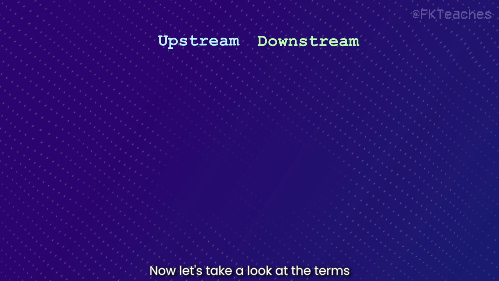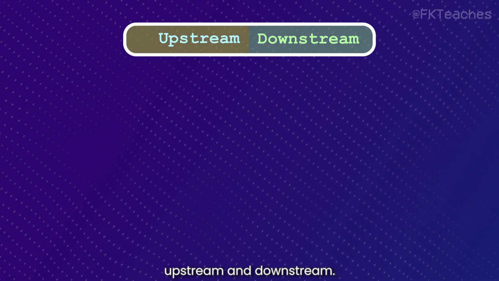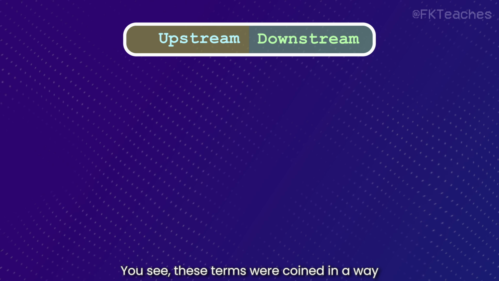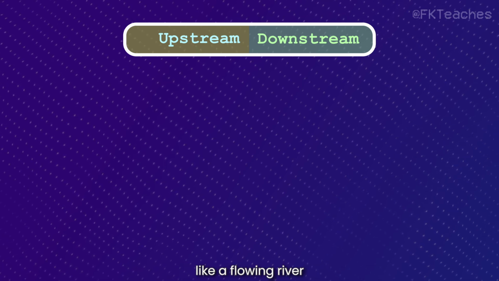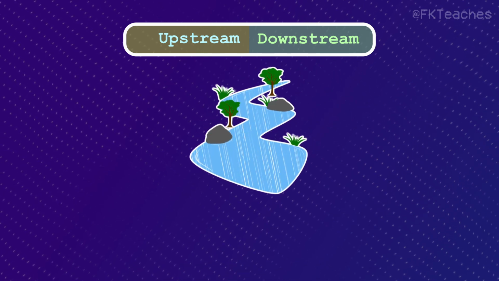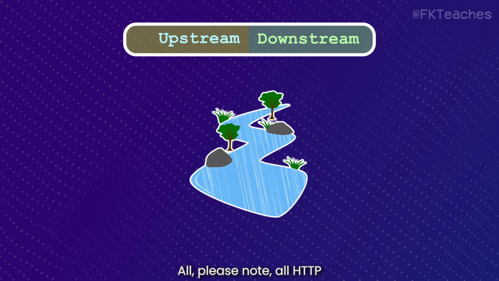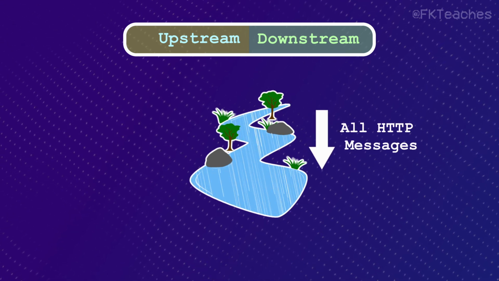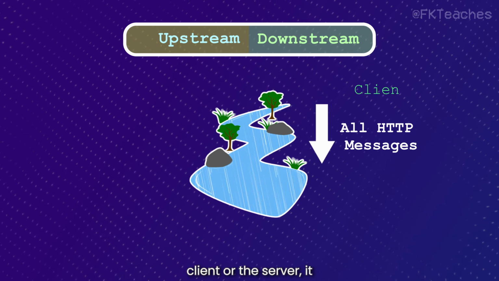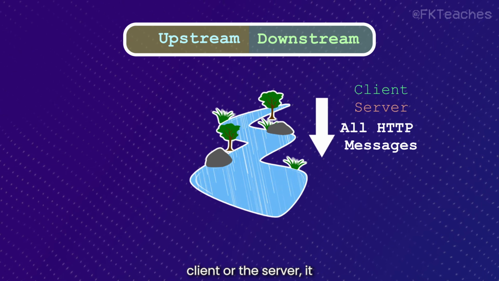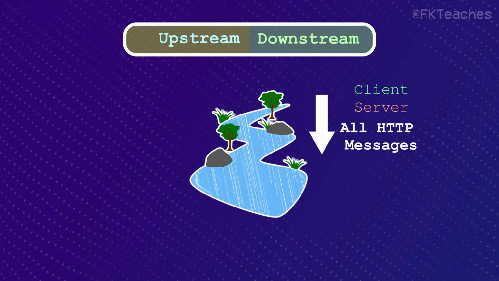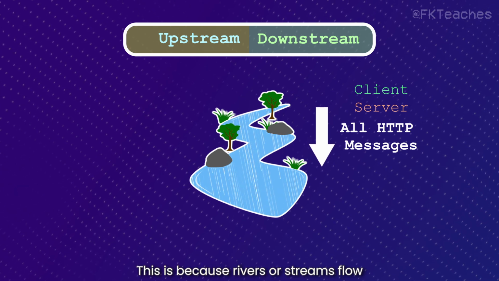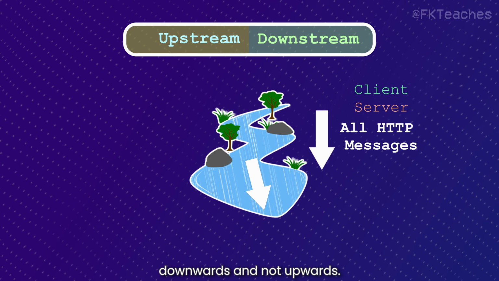Now let's take a look at the terms upstream and downstream. You see, these terms were coined in a way to view HTTP messages like a flowing river of data. Please note, all HTTP messages flow downstream. Whether the message is coming from the client or the server, it would always flow downstream. This is because rivers or streams flow downwards and not upwards.